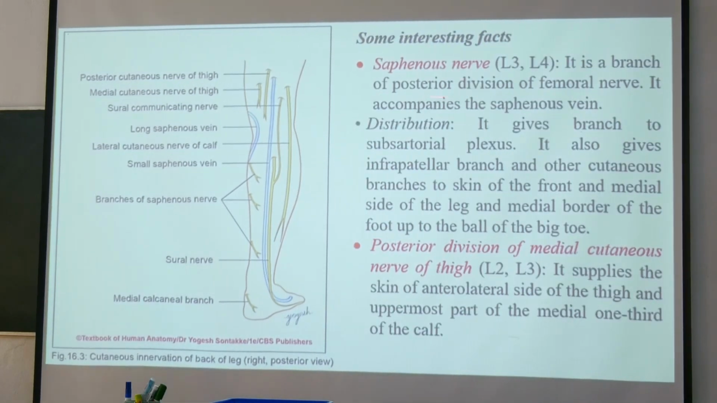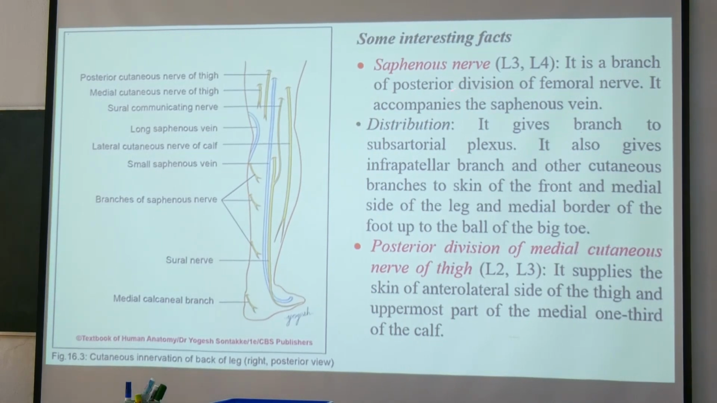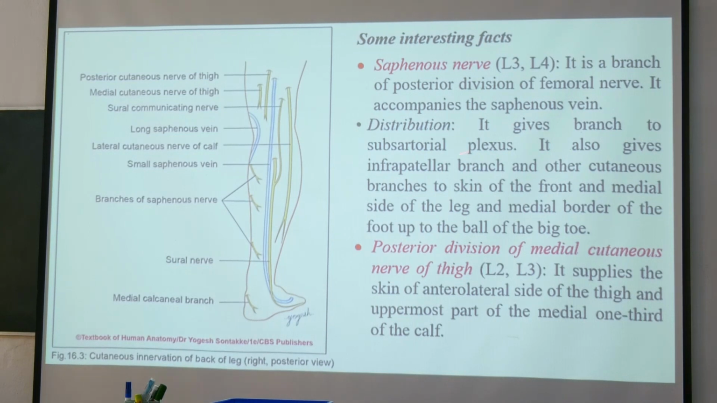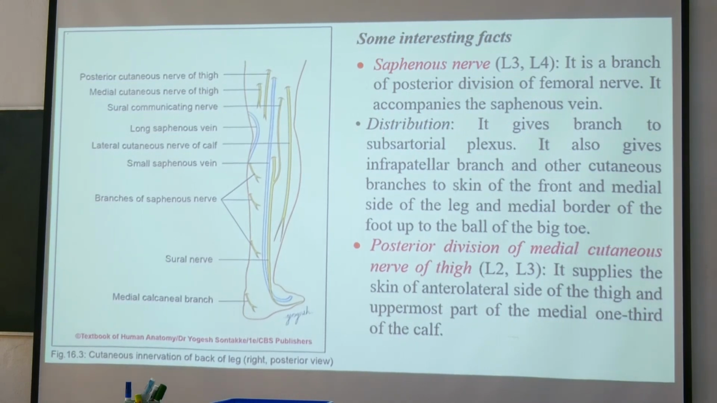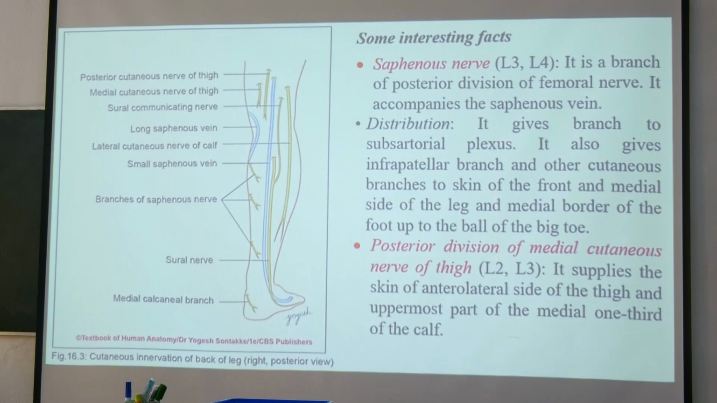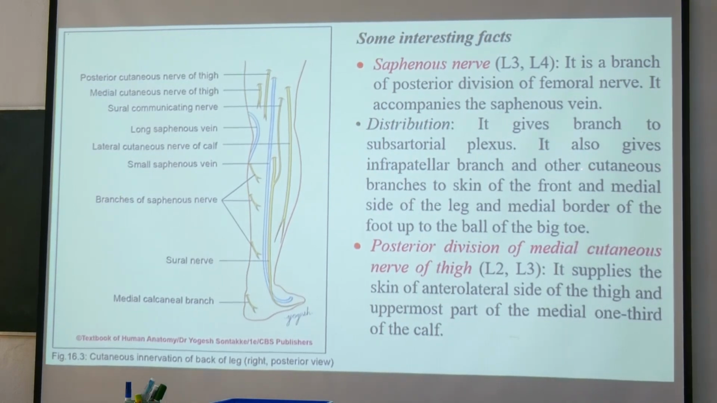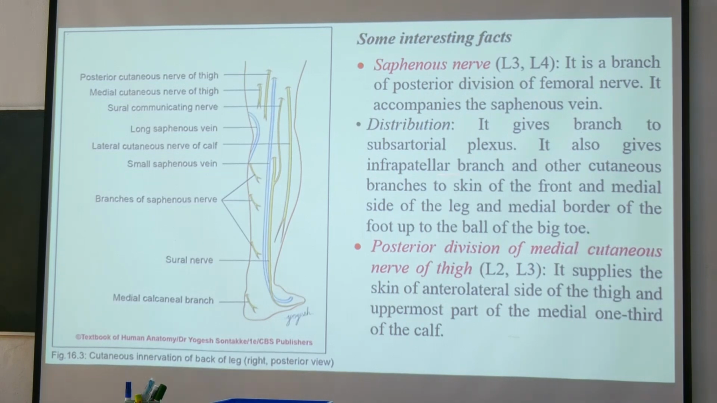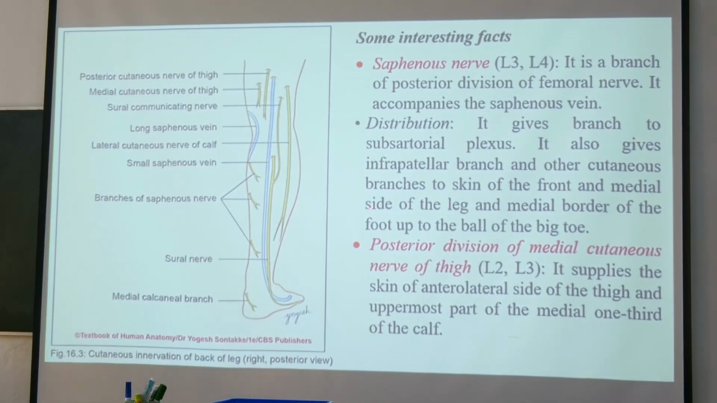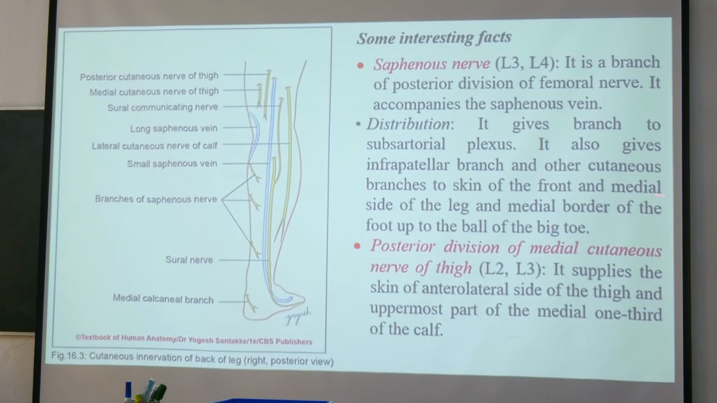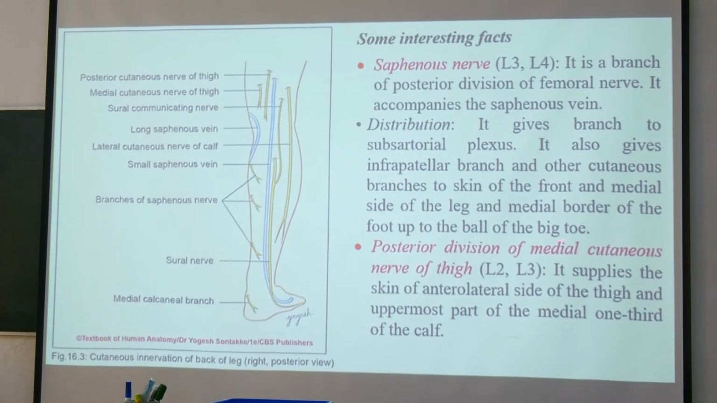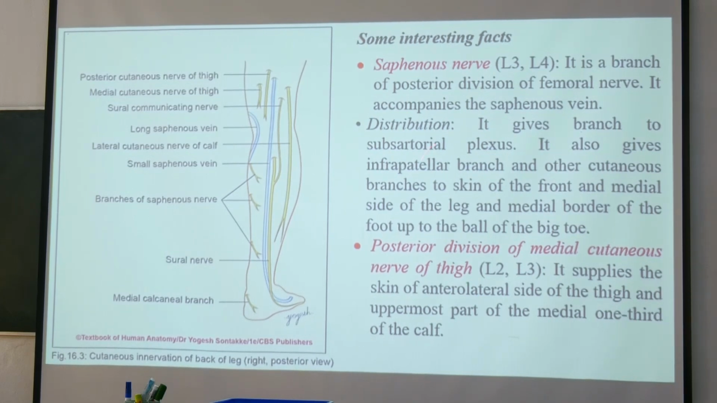Saphenous nerve, okay, it is a branch of the posterior division of the femoral nerve, accompanies the saphenous vein. Distribution is important, very frequently asked in viva. Saphenous nerve distribution, okay, it gives a branch to the subsartorial plexus, also gives an infrapatellar branch and other cutaneous branches to the skin of the front and medial side of the leg and the medial border of the foot up to the ball of the great toe, that is the supply.